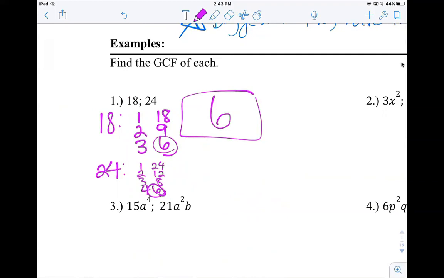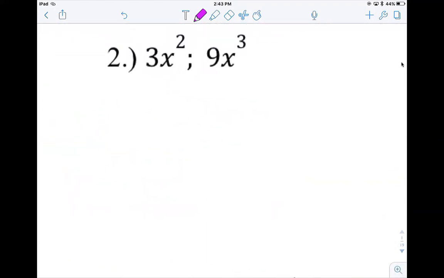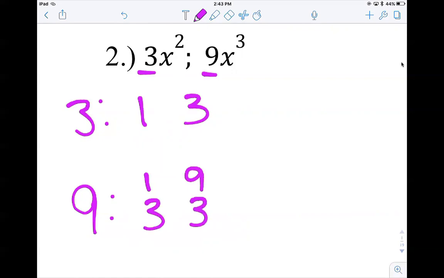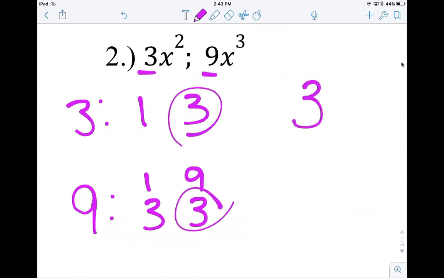All right, let's take a look at number 2. Now we want to find the GCF of 3x squared and 9x cubed. We're going to do the same thing with our numbers, looking at our 3 and our 9. The only two numbers that multiply to give us 3 are 1 and 3, which makes it a prime number. For 9, we could do 1 and 9 or 3 and 3. The biggest number that appears in both is 3. So the GCF of 3 and 9 is 3, but now we have our variables.